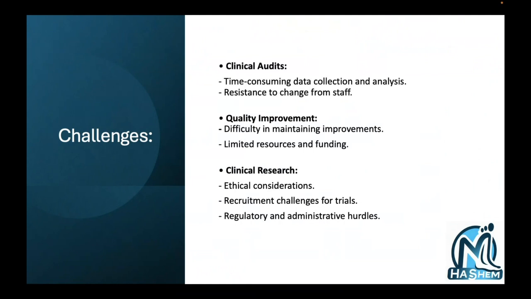The difficulty with the clinical audit is time consuming. Sometimes after you come with the change and you ask the staff to do it, you find some resistance because they adapt to do this for years, and you're coming now to say to them, no, your practice is not following the standards or the guidelines and you have to change it. So sometimes you face some resistance.